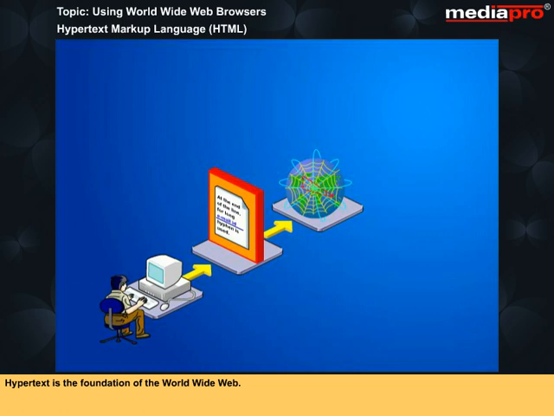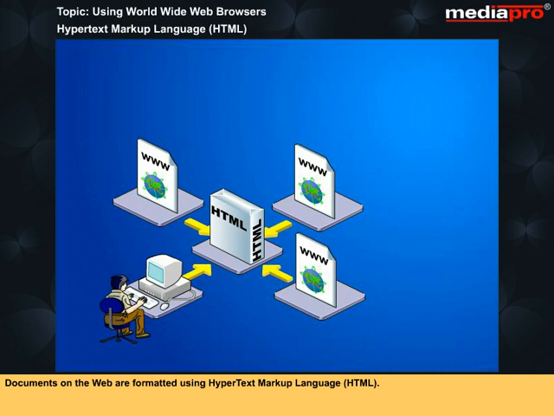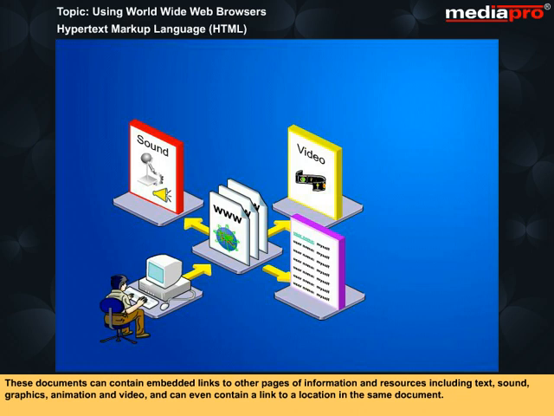Hypertext is the foundation of the World Wide Web. All documents or pages on the web are linked together in hypertext architecture. Documents on the web are formatted using Hypertext Markup Language, HTML. These documents can contain embedded links to other pages of information and resources including text, sound, graphics, animation, and video, and can even contain a link to a location in the same document.